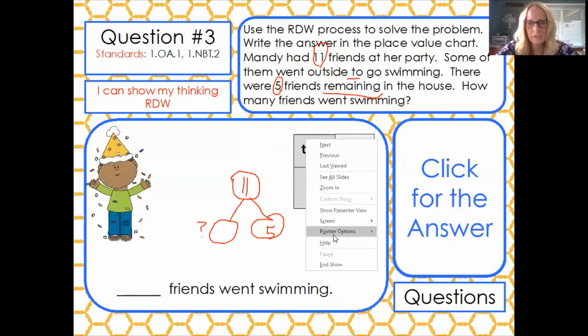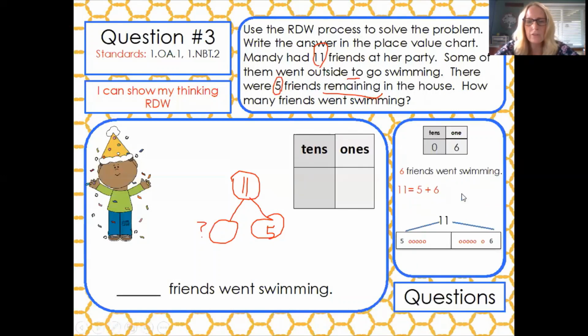All right, awesome, boys and girls. I'm ready to reveal the answer. You should have gotten 6 as your missing part. If I were doing this, I would have started by drawing all 11, because when we know the whole, we start by drawing the whole. So you should have drawn 11 circles in a straight line. I wanted 10 white ones and 1 black. Then the part I know is 5.